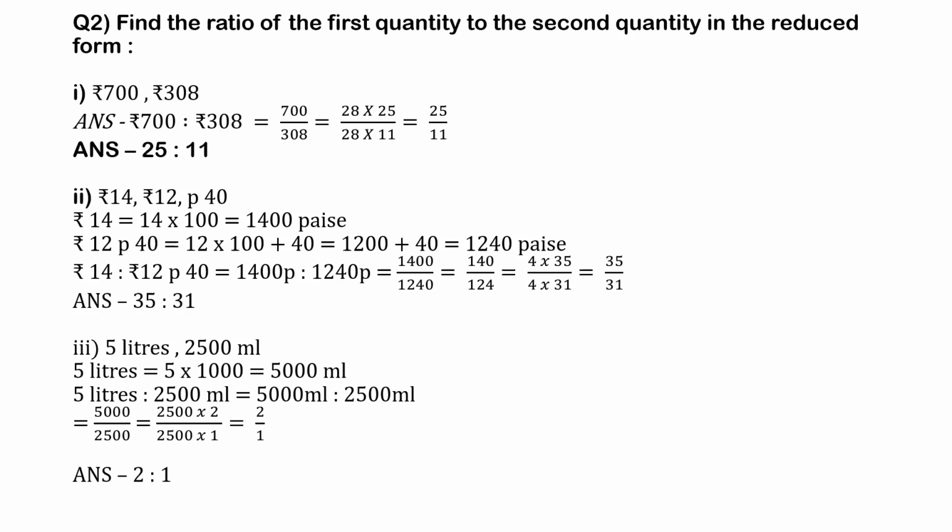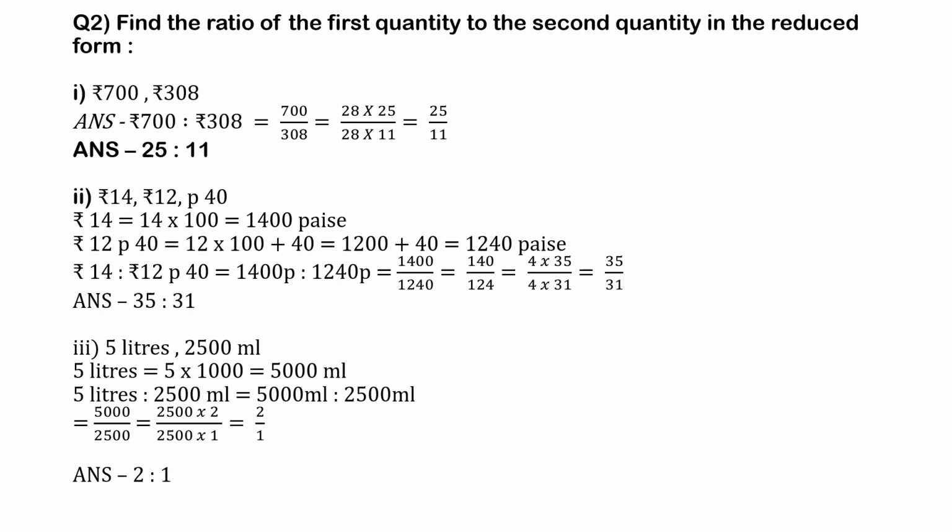Now we will write rupees 14 is to rupees 12 and 40 paise is equal to 1400 paise is to 1240 paise, which means 1400 upon 1240. The 0 and 0 in the units place in both the numerator and the denominator will be cancelled, and we have 140 upon 124. Now 4 thirty-fives are 140 and 4 thirty-ones are 124. So 4 and 4 in the numerator and denominator are cancelled, and we have 35 upon 31.